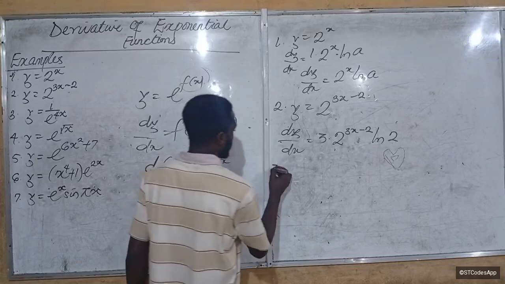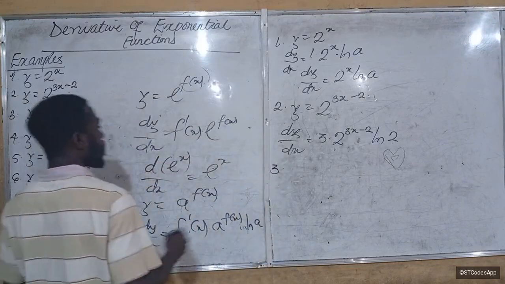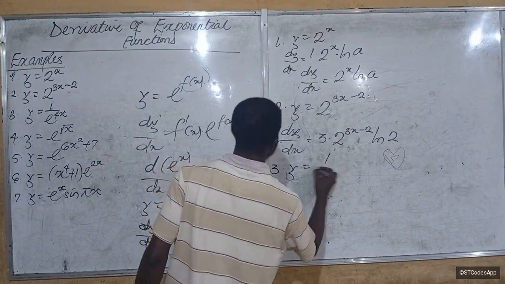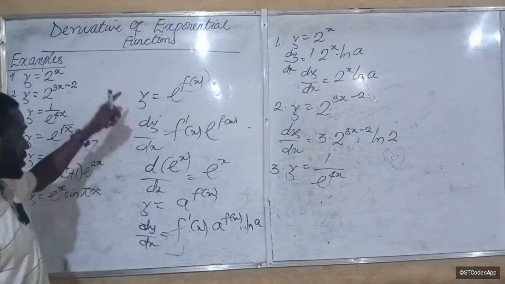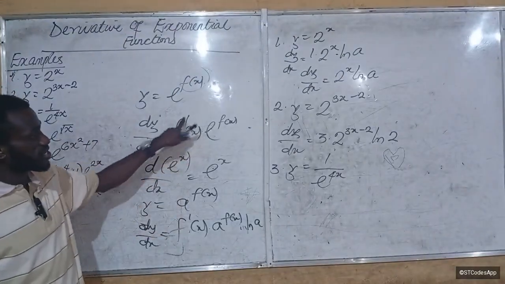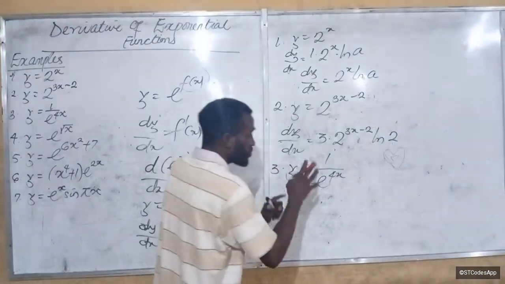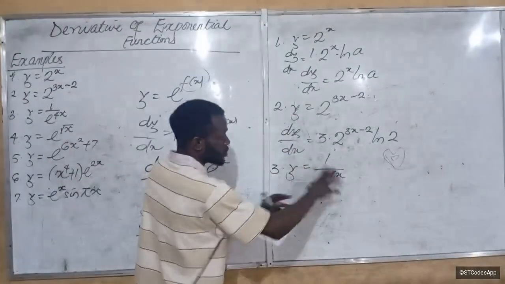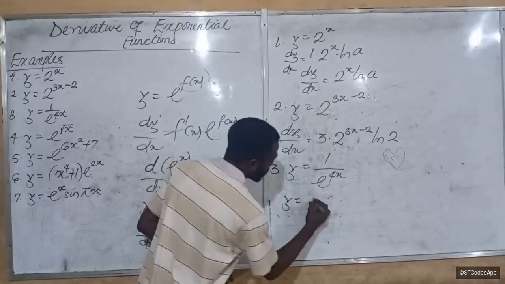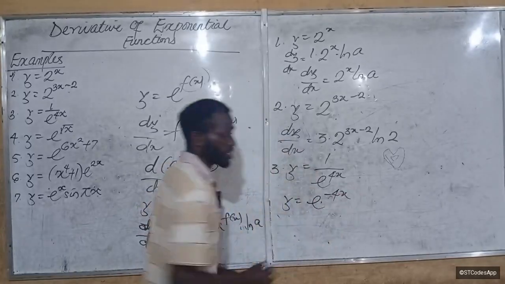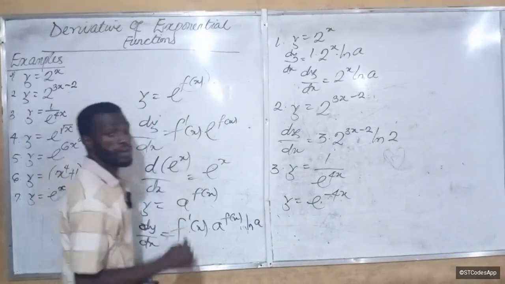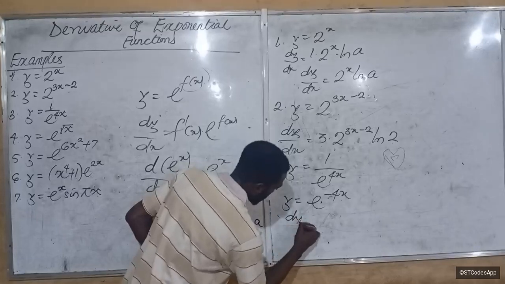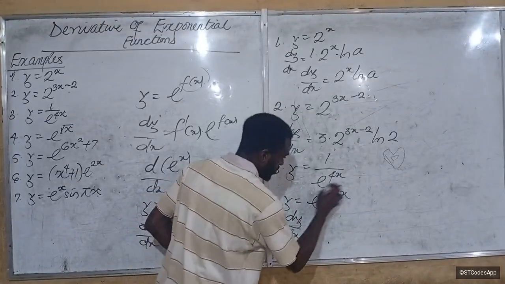All right. Then number 3 says that y is equal to 1 over e to the 4x. Following what we did here too, before we even begin to differentiate, we are going to rewrite this function. So y becomes e to the minus 4x. After rewriting the function, we can now go by the formula. First differentiate the power. So dy dx will be equal to the derivative of this.